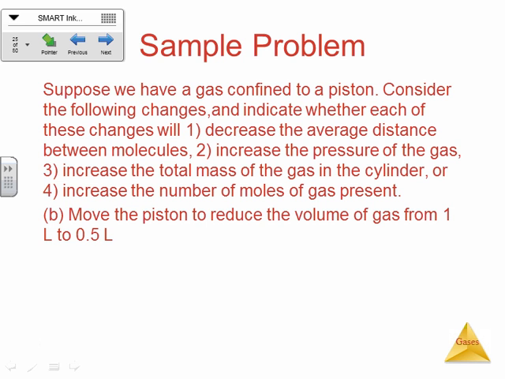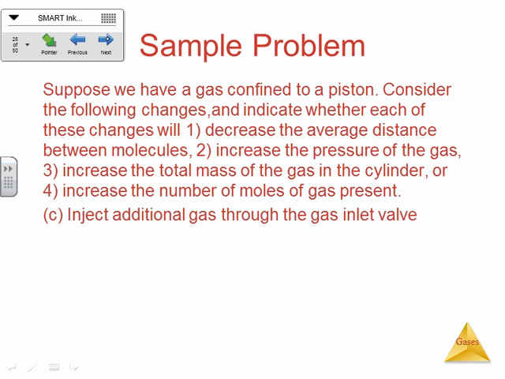What about if we move the piston to reduce the volume of gas from 1 liter to 0.5 liters? So we're reducing the volume. What does that do? That increases the pressure as well. Does it do anything else? That would also decrease the average distance between the molecules. If we inject additional gas through the gas inlet valve, it's going to decrease the average distance between molecules. It's going to increase the pressure of the gas. It's going to increase the total mass. And it's going to increase the number of moles. It does all of them if we put extra gas in.